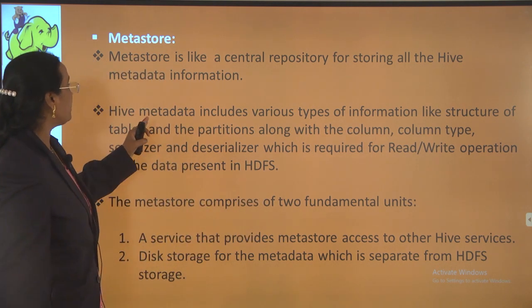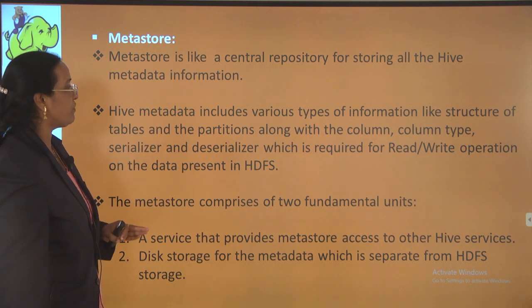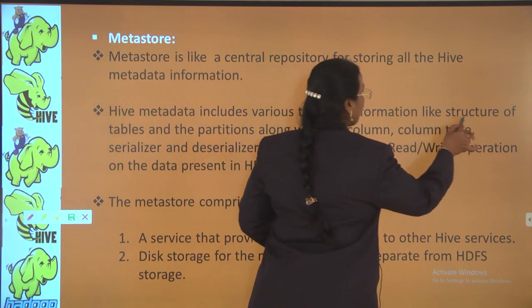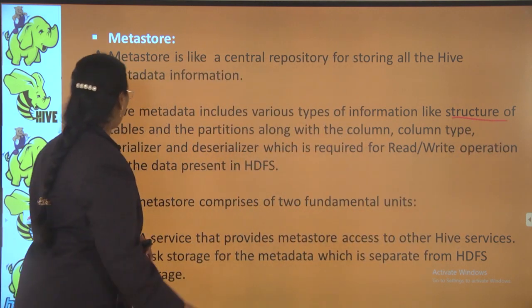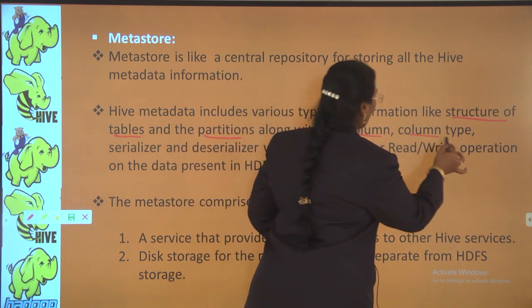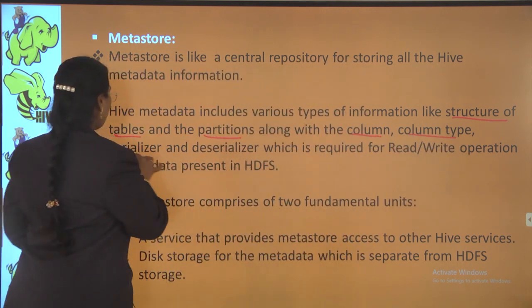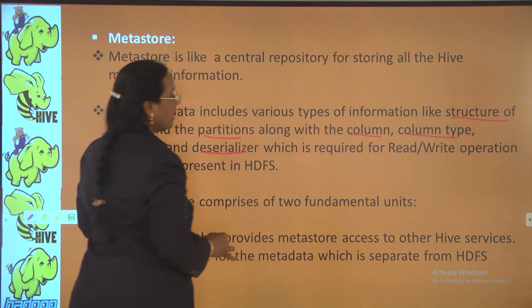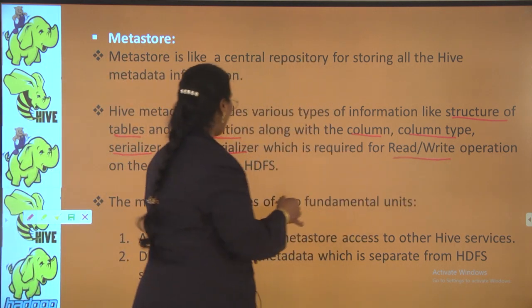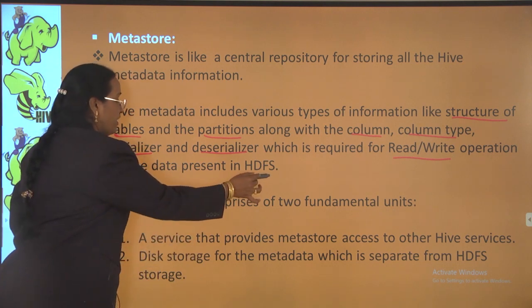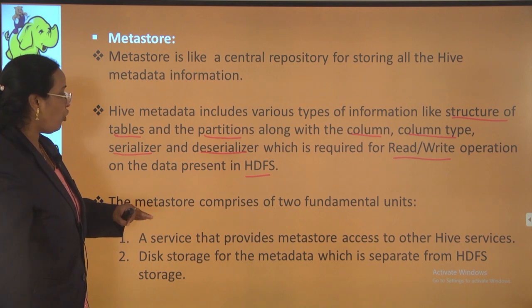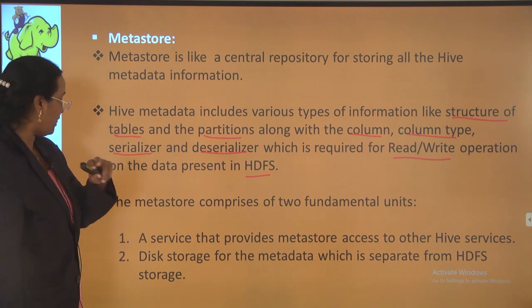Hive metadata includes various types of information, such as the structure of tables, partitions along with the columns, column types, and the serializer and deserializer. That is why it is very important. The serializer and deserializer are required to perform read-write operations on the data present on the HDFS. The Metastore basically consists of two fundamental units.